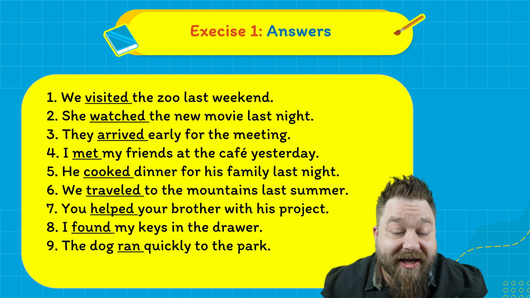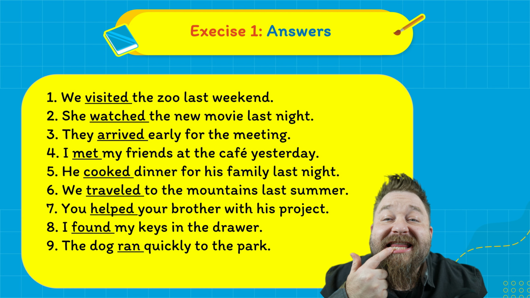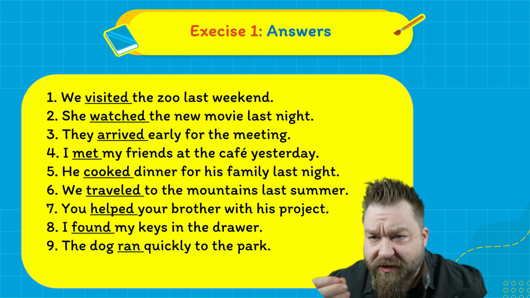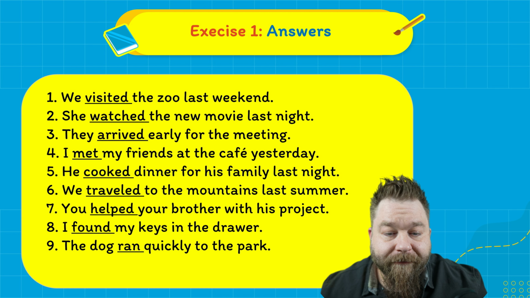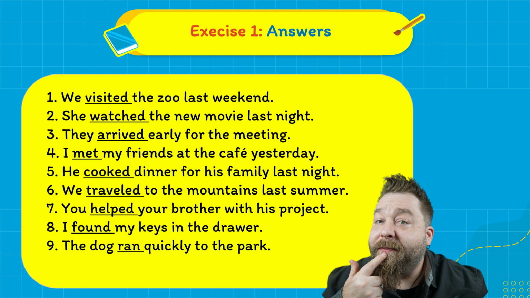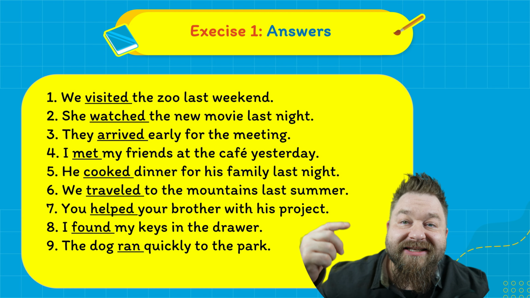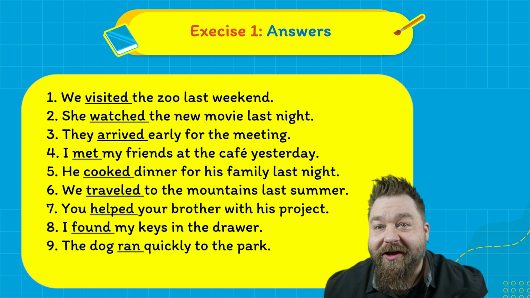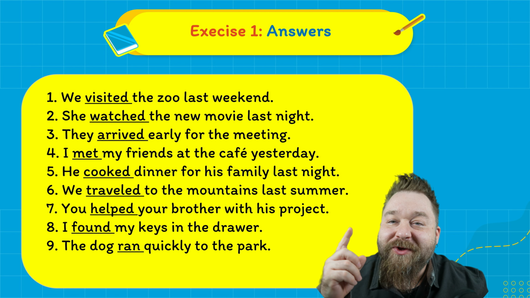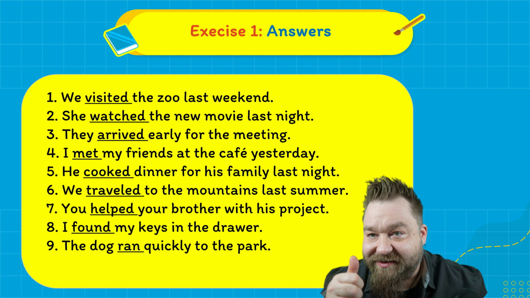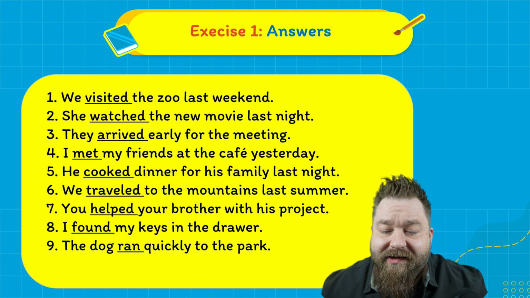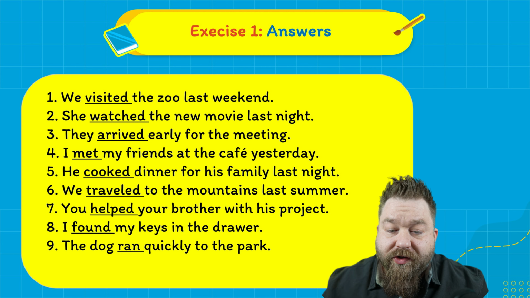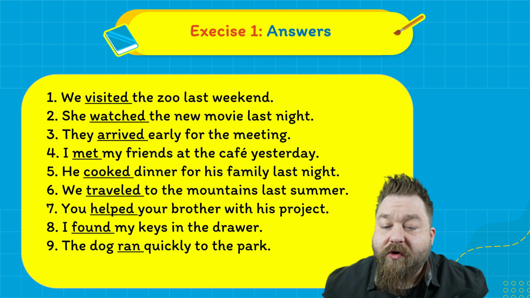Number 6, we traveled. See, my tongue was right there, right? So it should be a D sound. We traveled to the mountains last summer. Number 7, you helped. Easy, right? Pd is hard, so it doesn't make sense, right? You helped your brother with his project. Nice. Number 8, I found, irregular, my keys in the drawer. And number 9, the dog ran, irregular, quickly to the park. No problem. Super easy.